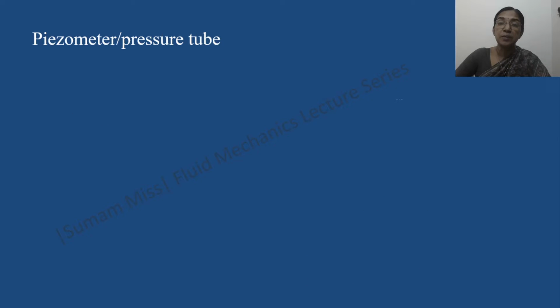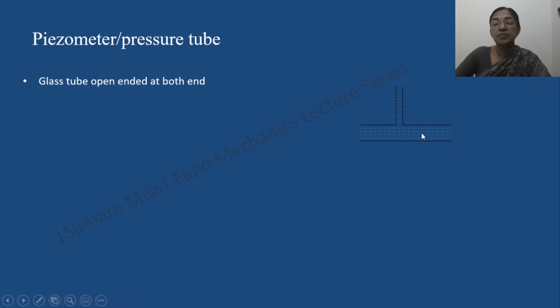gauge. The piezometer is the simplest form of manometer, which is a glass tube open-ended at both ends. If you want to measure the pressure using a piezometer, it is inserted into a pipe or a vessel which contains liquid under pressure, and the liquid rises through this tube to a particular height h. This h indicates the pressure head. By using the piezometer, we can measure the pressure head directly.